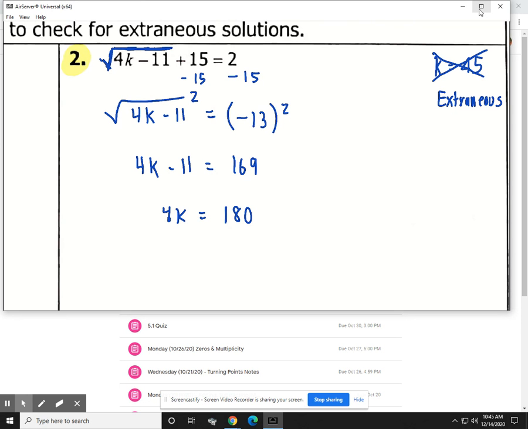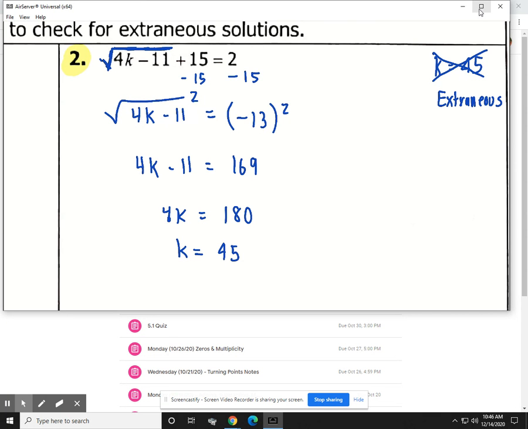All right, and now what? We're going to divide by 4, and that is how we came up with that 45 as the answer. Yeah, 45, sorry. 45. Here it is. That's my bad.